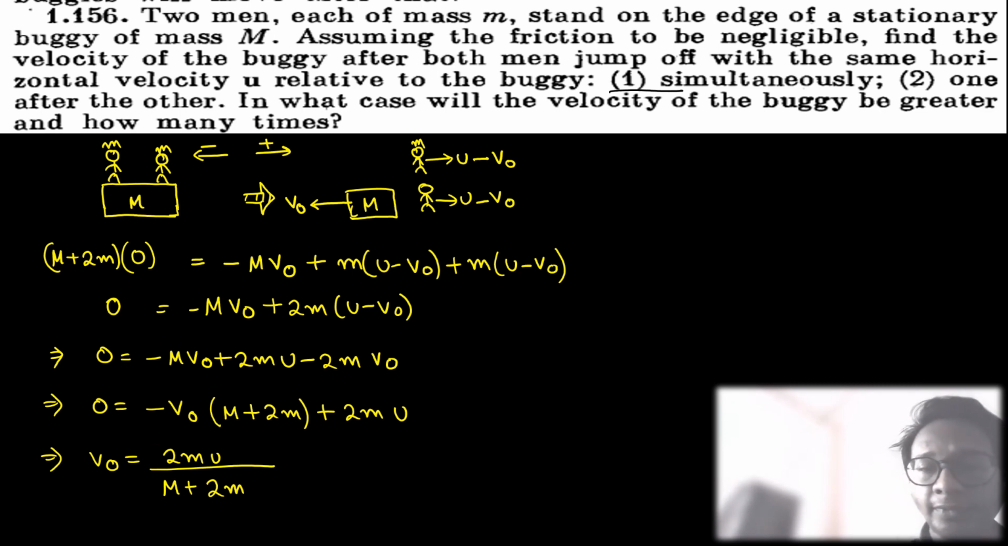Now the second part of the question. It asks: the first person jumps with velocity u. When the first person jumps, what happens to the bogey? The bogey will recoil with velocity v1, and this u is relative to the bogey. If I shift my frame of reference to the ground, the velocity is u minus v1. Why is it minus? Because u and v1 are in opposite directions. So u minus v1.